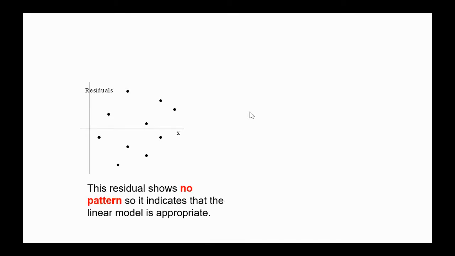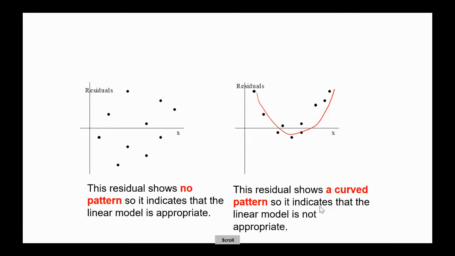So let's look at those two plots on the bottom of our page. The first one, you see how they're all scattered about just randomly? This shows no pattern, which means a linear model is appropriate. But if we look at the other one, see how we see a curved pattern going on with the residuals? That tells us that a linear model is not appropriate.